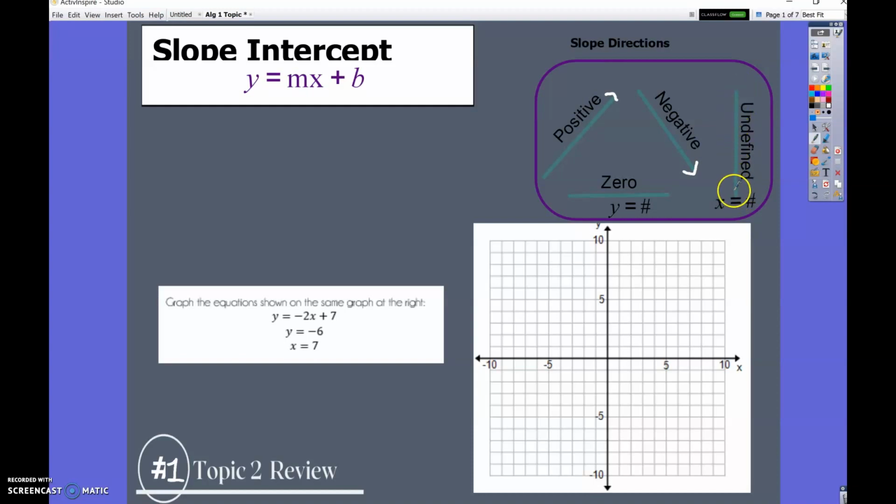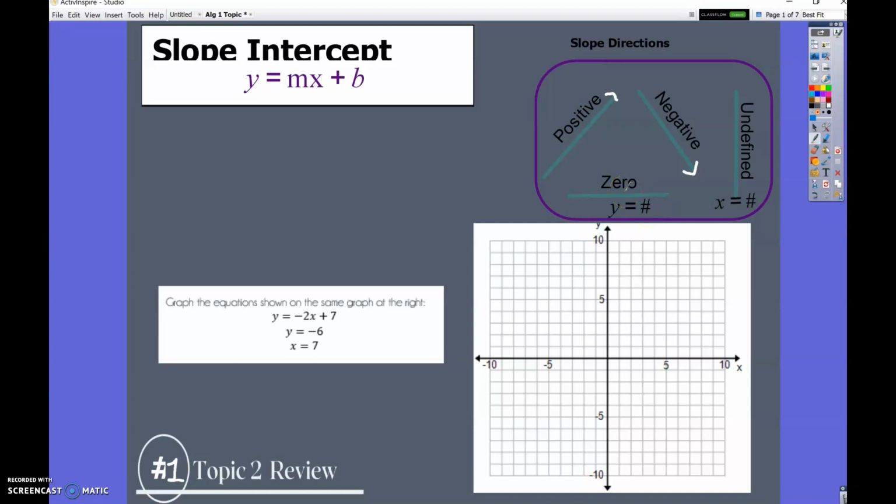The undefined slopes have an equation that looks like x equals some number. The zero slope lines, or horizontal lines, have an equation that says y equals some number, because the y value will always be the same number, making a flat line.